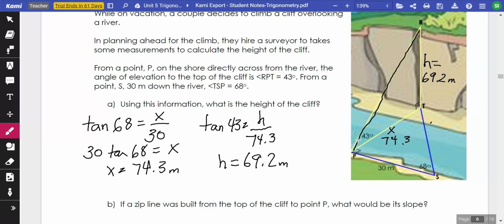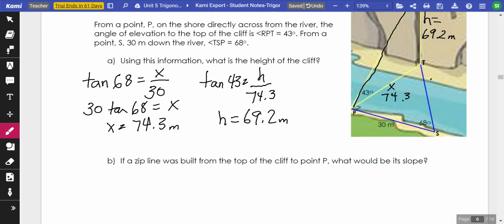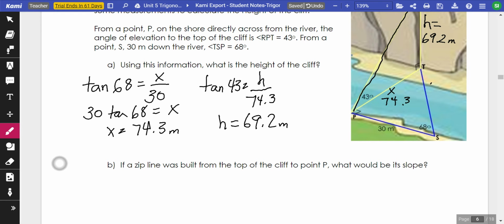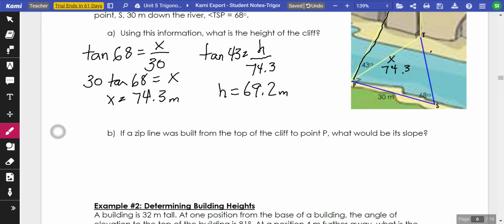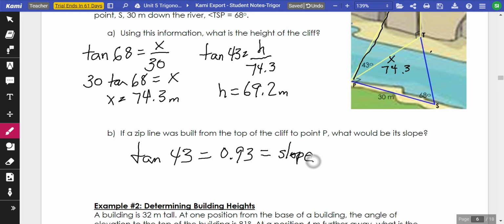Okay, now if you recall from one of our previous chapters, slope is also equal to tangent. So if I take the tangent of 43, I will find out what the slope is. And the tangent of 43 is 0.93. So the slope of that line is 0.93. So remember, slope is the steepness of that line, not its length.